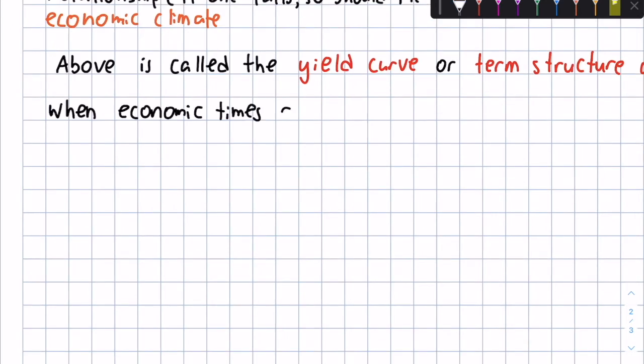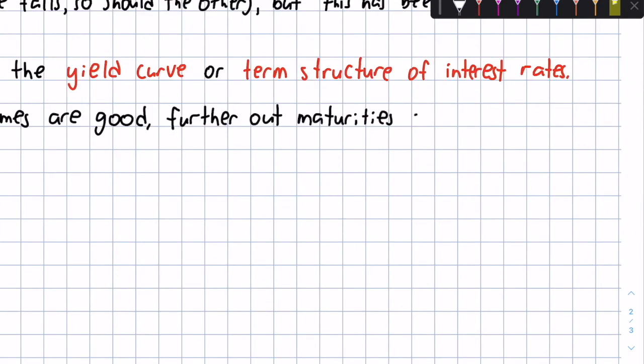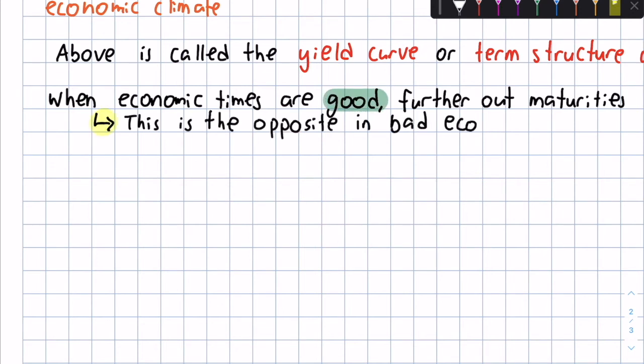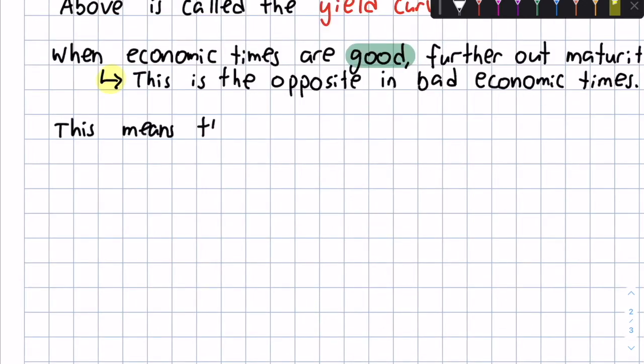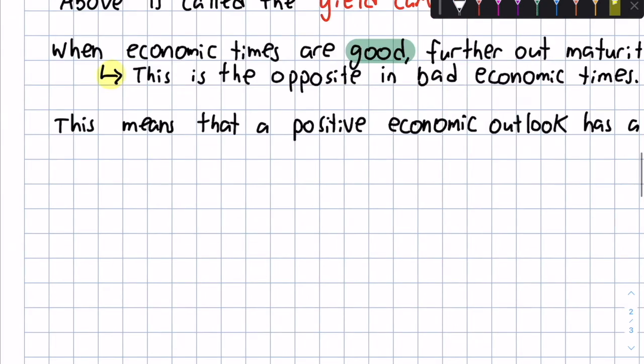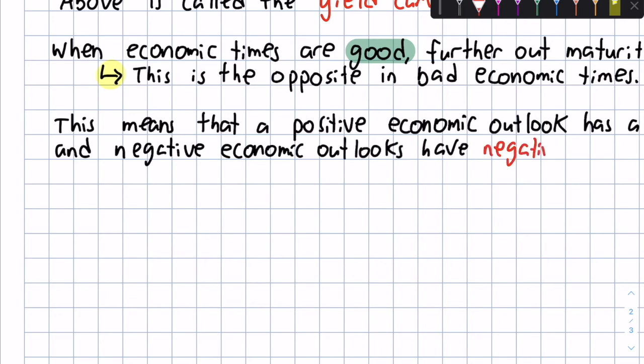When economic times are good, further out maturities offer higher yields. And this is the opposite of what happens in bad economic times. And this provides a basis for economists and finance individuals to be able to track this type of thing, to look at the economic outlook. So a positive economic outlook has a positively sloped yield curve, and a negative economic outlook has a negatively sloped yield curve. So I'll show you this now.